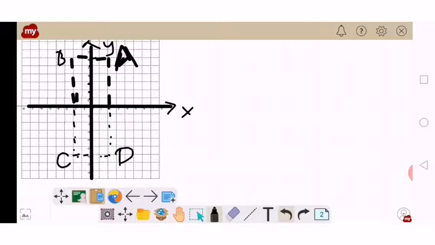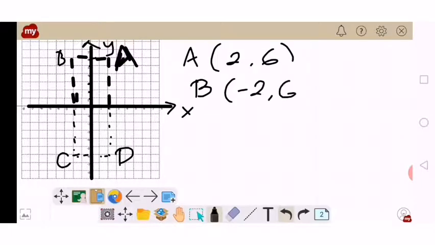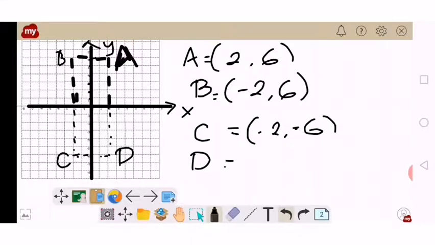So if I write the coordinates, point A is (2, 6), then B is (-2, 6), then C is (-2, -6), and the last one, D, is (2, -6). So here's the answer for question number 1. Hopefully you can draw it better than me, of course.